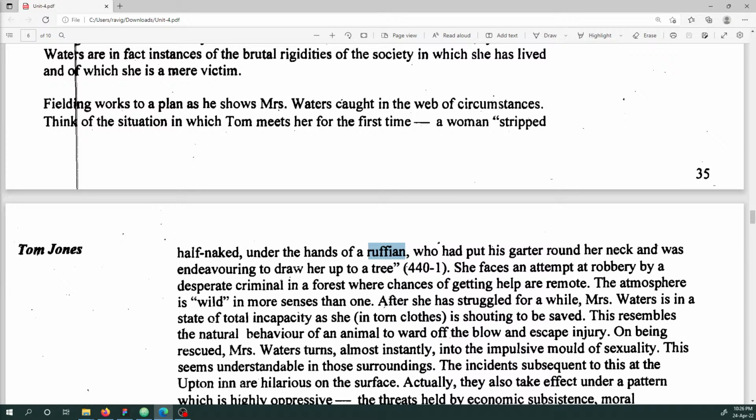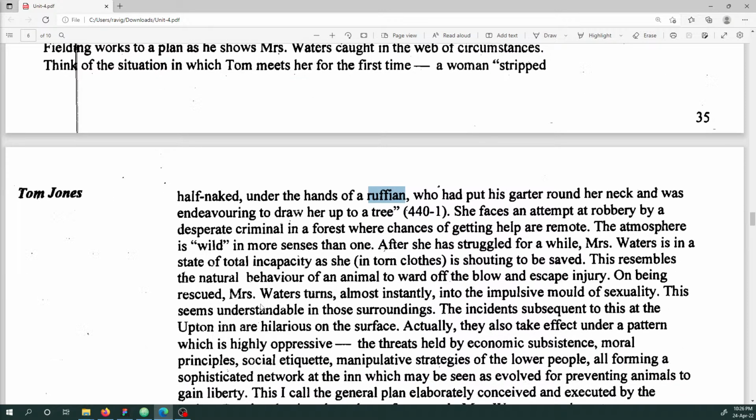After she has struggled for a while, Mrs. Waters is in a state of total incapacity as she is shouting to be saved. This resembles the natural behavior of an animal to ward off the blow and escape injury. On being rescued, Mrs. Waters turns almost instantly into the impulsive mode of sexuality. This seems understandable in those surroundings.